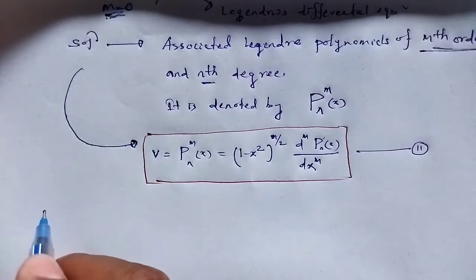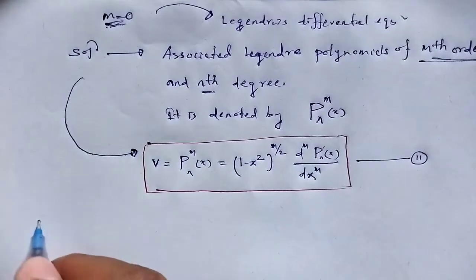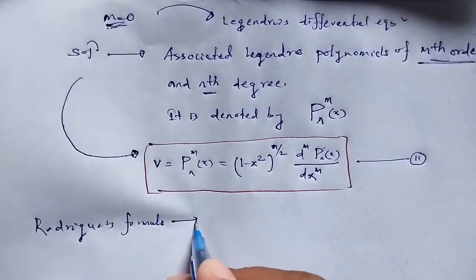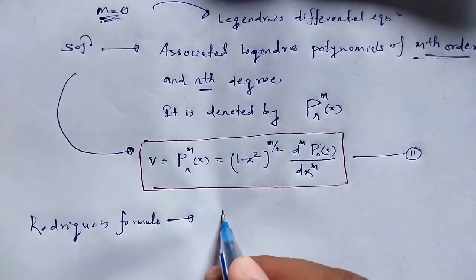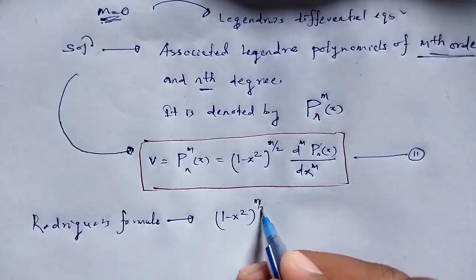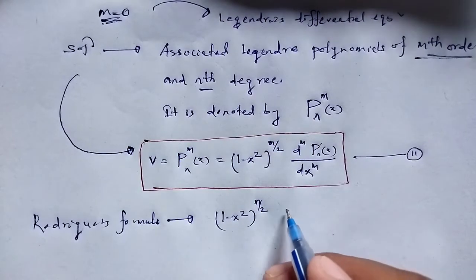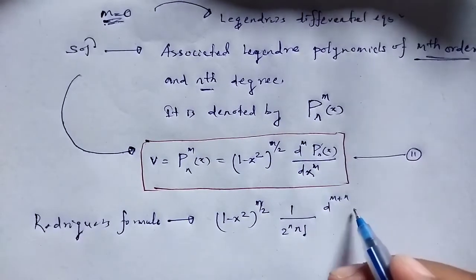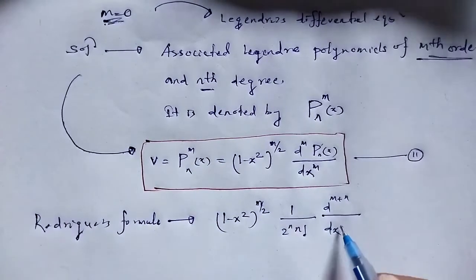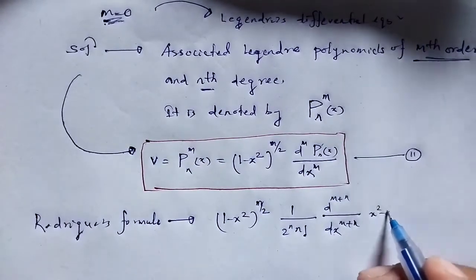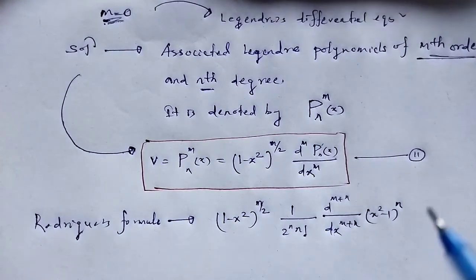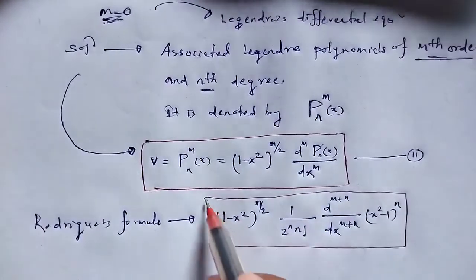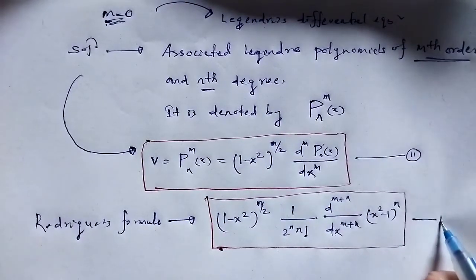Then the Rodriguez formula for that of associated Legendre differential equation will be (1 − x²)^(m/2) · 1/(2^n n!) · d^(m+n)/dx^(m+n) (x² − 1)^n. This is the Rodriguez formula for that of associated Legendre differential equation, that is equation number 12.